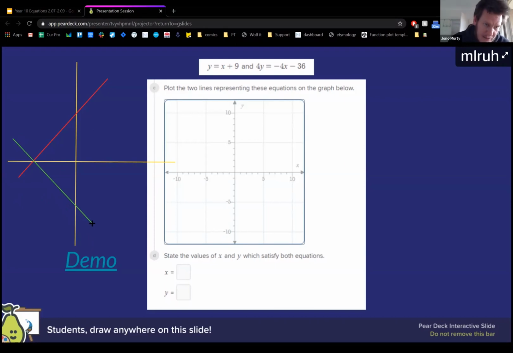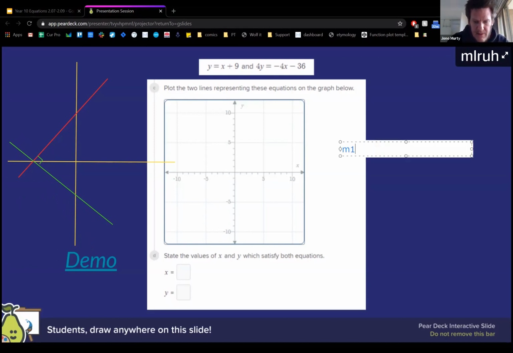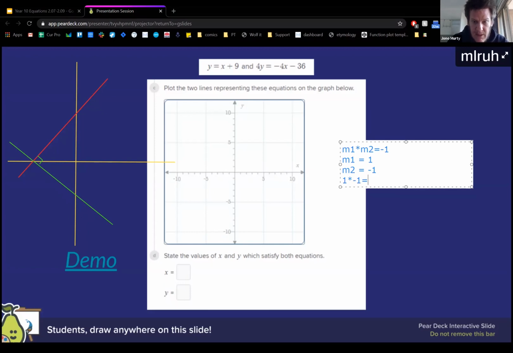Remember from last week, if the two lines are perpendicular, they make the right angle here. It means that M1 times M2 must equal -1, which you can see in this case it does, because M1 was equal to 1, M2 equals -1, and 1 times -1 equals -1, which is why we get this right angle here. Back to labeling this.